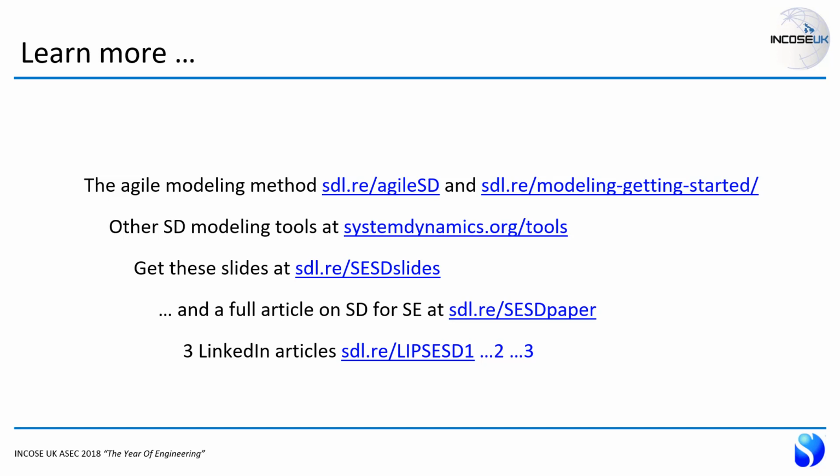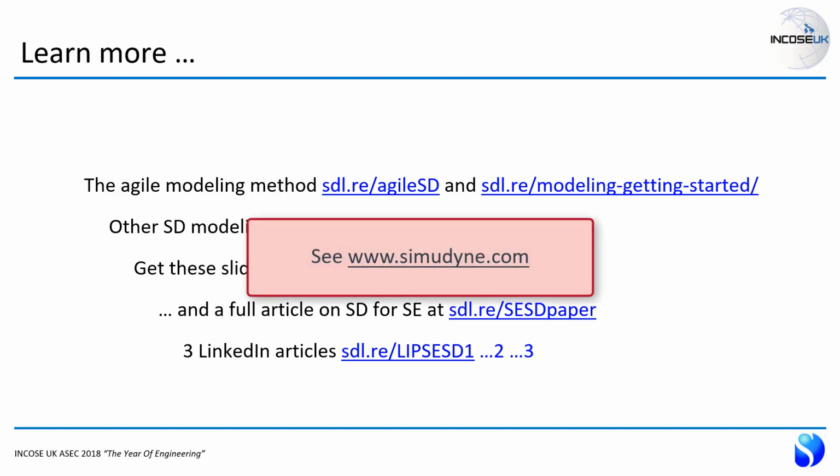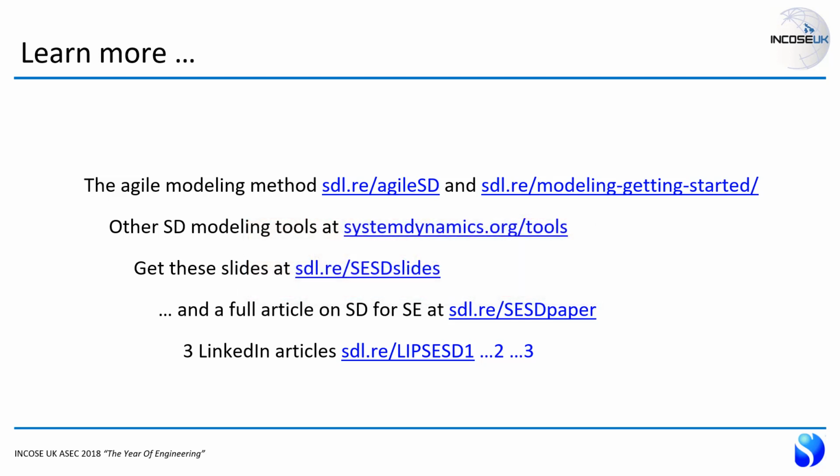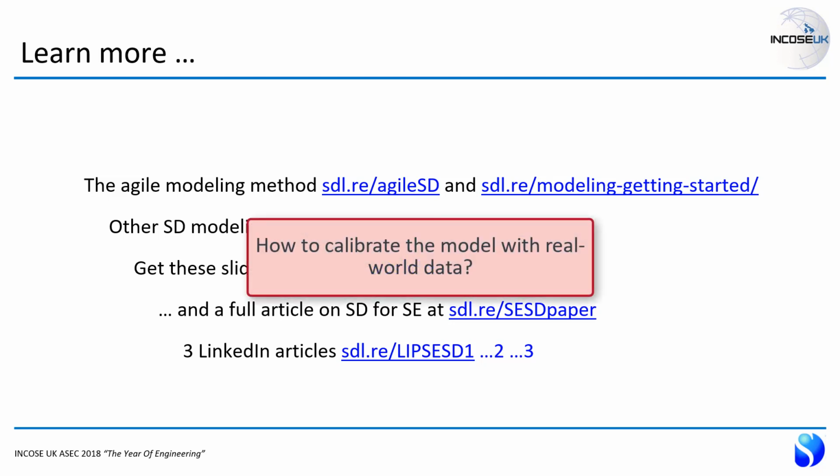I have friends at a company called Sinudyne. The relationship is that an SD model would be a high aggregate level. The agent-based model is tracking every transaction and every instant. So building a systems dynamics model is quite easy. Instrumenting it with real-world data is hard. One of the barriers to adoption.